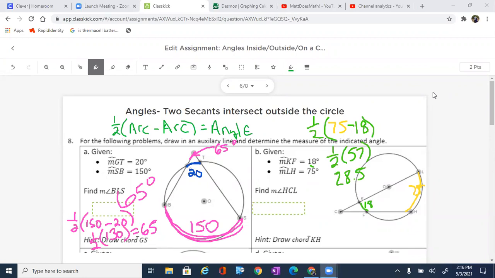Now, the important part is recognizing what is 28.5. That is this angle out here, 28.5. So when two secants intersect outside of a circle, we just take their arcs and subtract them, and then we divide by 2.